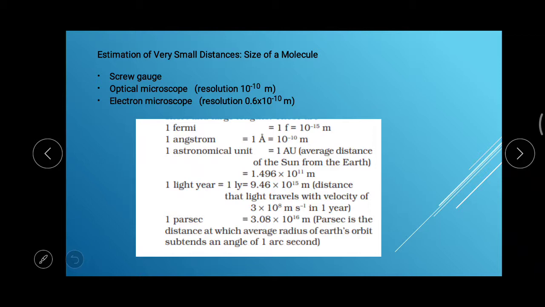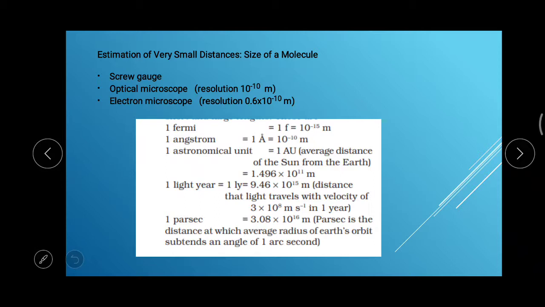Another unit of length is used for measuring or defining the distance between the sun and earth, or maybe such far distances. To measure such far distances, the astronomical unit as well as the light year is used. One light year is 9.46 into 10 to the power 15 meter. It is the distance that light travels with a velocity of 3 into 10 to the power 8 meter per second in 1 year. That's why it is known as 1 light year.